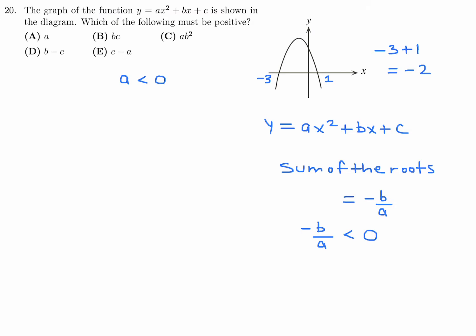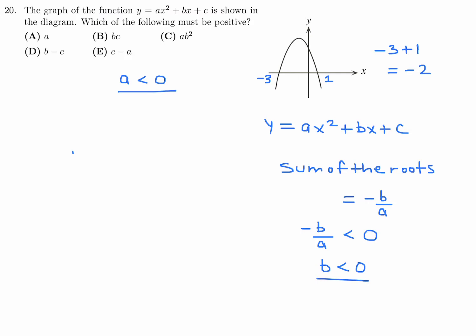Now, we just established that a is less than 0. So how do we get this to be less than 0? The only way is if b is also less than 0. Correct? Let me give you some examples. Let's say a is negative 1. If b is negative 1, then this would be negative 1 all over negative 1, which is negative 1, which is less than 0. If you're unsure, just plug in some numbers to avoid the abstractness of some of these inequalities. Okay, so we've established that a is less than 0 and b is less than 0.